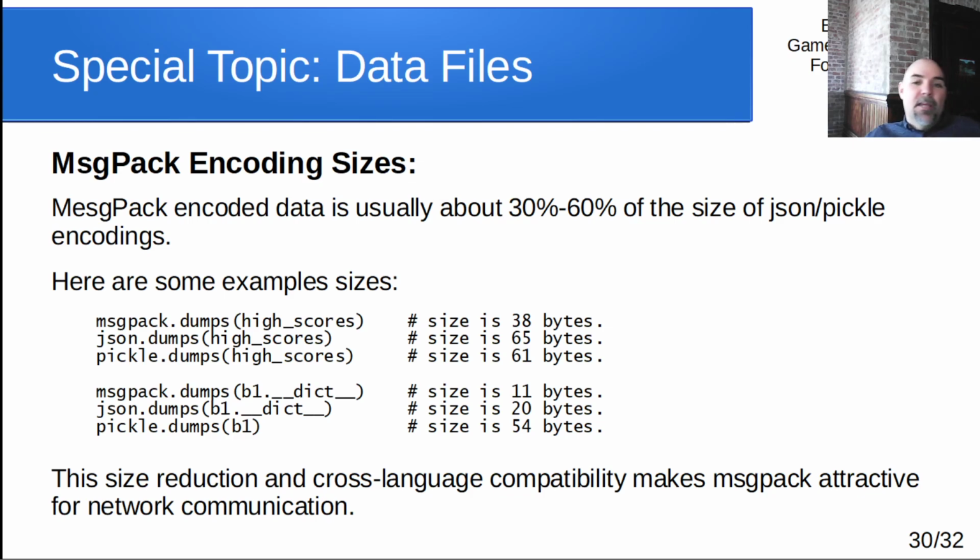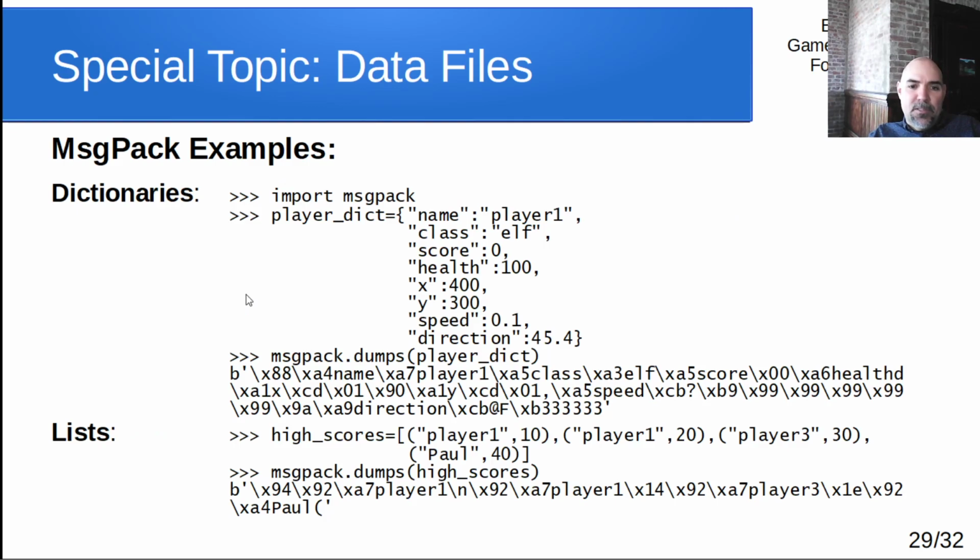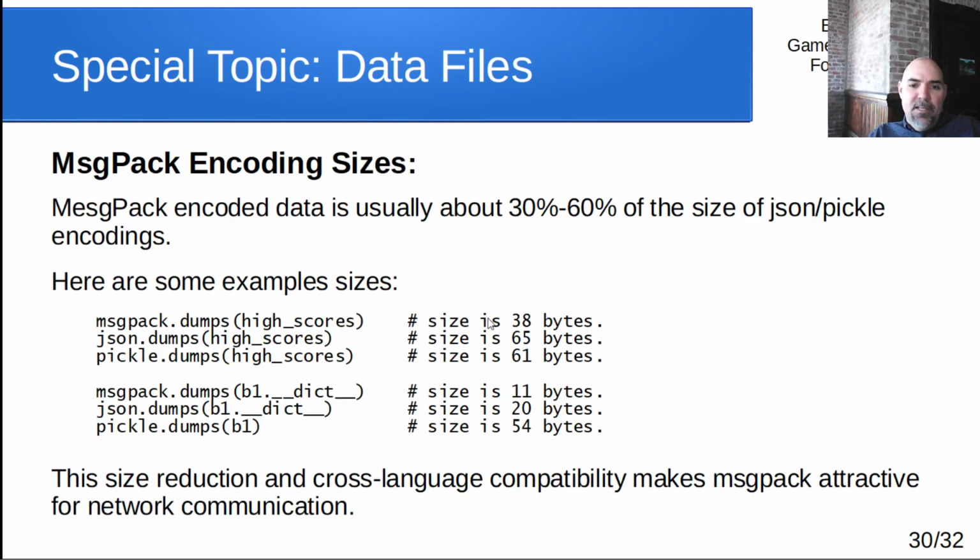And looking at that relative to JSON and Pickle, here are some examples. If I take that high scores example that I had back here and encode that in MsgPack, it's 38 bytes, where in JSON it was 65, in Pickle it was 61. So it's about not half the size, but not too far off of that. Somewhere around 55% of the size.